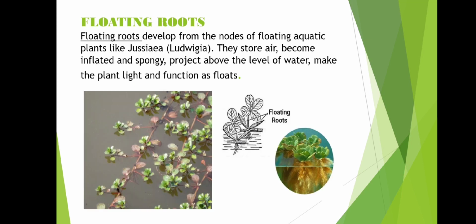Floating roots. Floating roots develop from the nodes of floating aquatic plant like Jussiaea. They store air, become inflated and spongy. Project above the level of water, make the plant light and function as floats. So, nag-iimbak ang mga ito ng hangin at nagiging inflated at spongy. Kaya ang tendency niya is ginagawang magaan ang halaman kaya ito ay lumulutang.